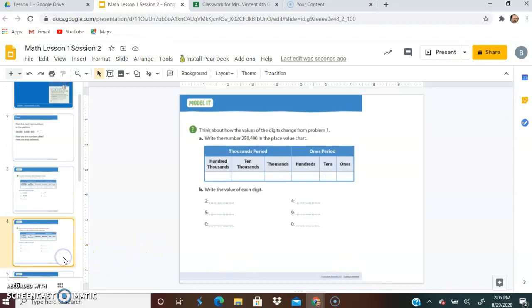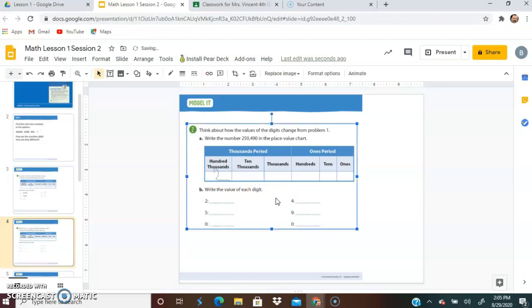Let's look at number 2. Okay, we're once again going to write this number now into our place value chart. So I have 250,490. We're going to write this in our chart. The 2 is in the hundred thousands. So I'm going to write a 2. Woo, I hope your handwriting's better than mine on this scribble tool. It's hard to use a mouse. The 5 is in the ten thousands place. So I'm going to put my 5 here in the 10,000s place.